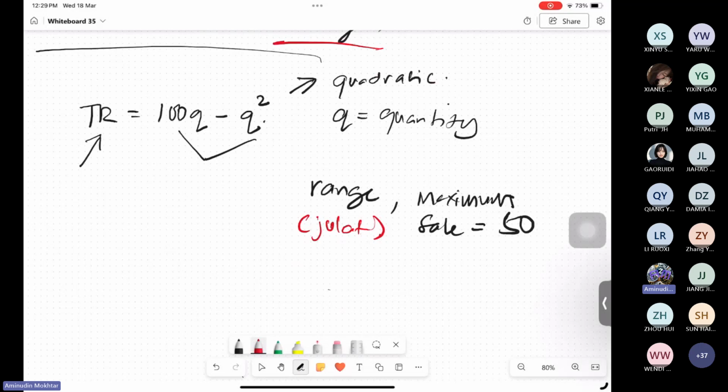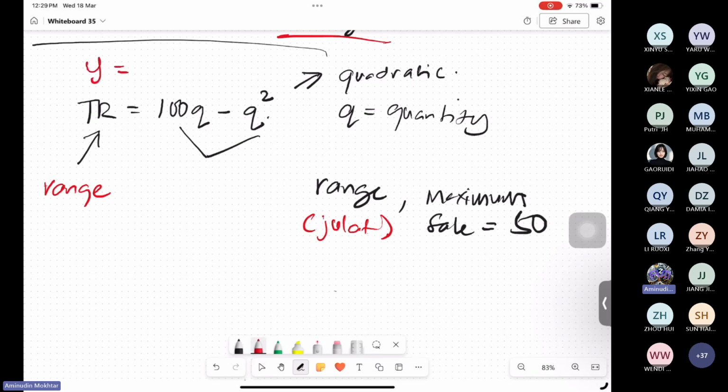What happened to the range? We need to identify the range. What is range? Range refers to the Y. Now range refers to TR. So we know Y equals blah blah X plus C.